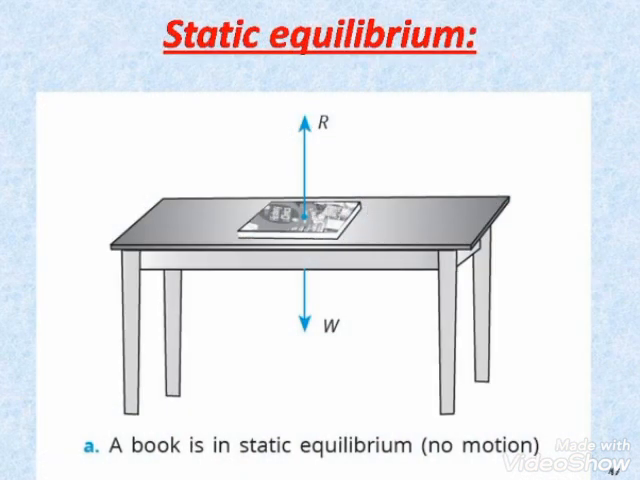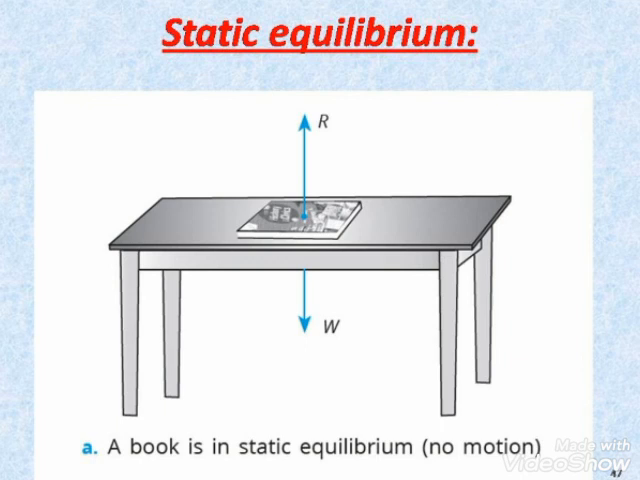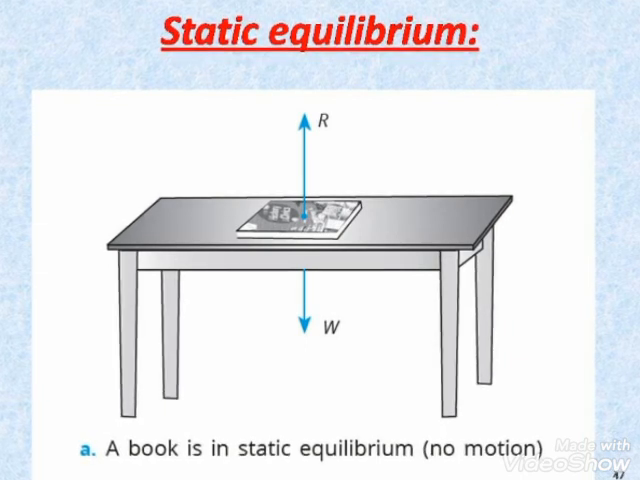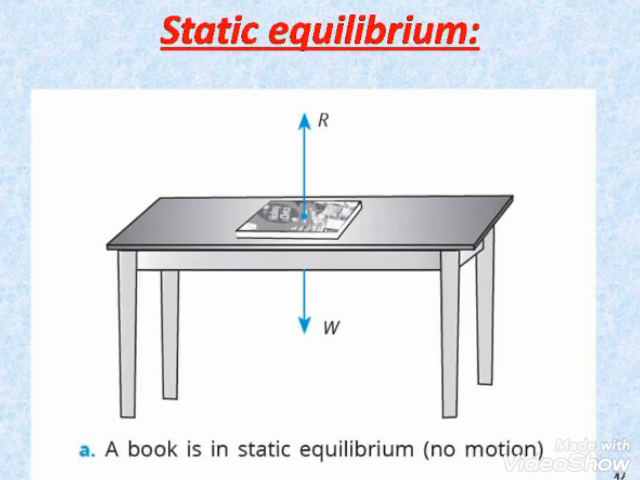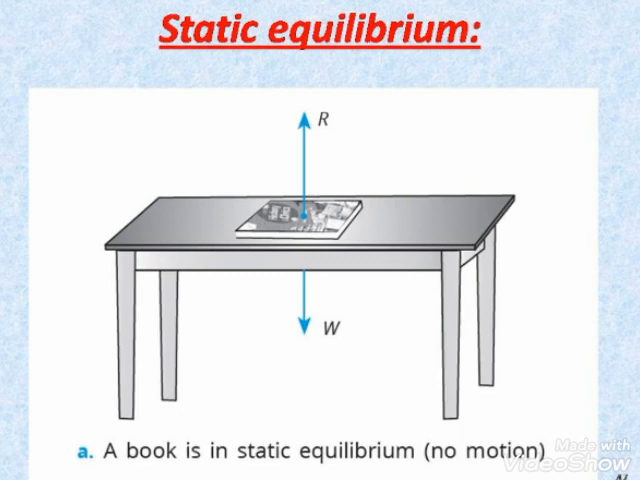Now this is an example of static equilibrium. For example, I keep a book on a table. Then the weight of the body is acting downwards and the reaction force is acting upwards, as a result of which the body is not in motion. That means the book is stable on the table, it is not moving at all.